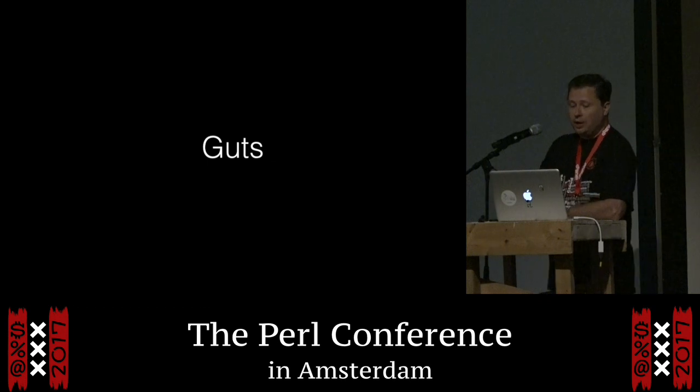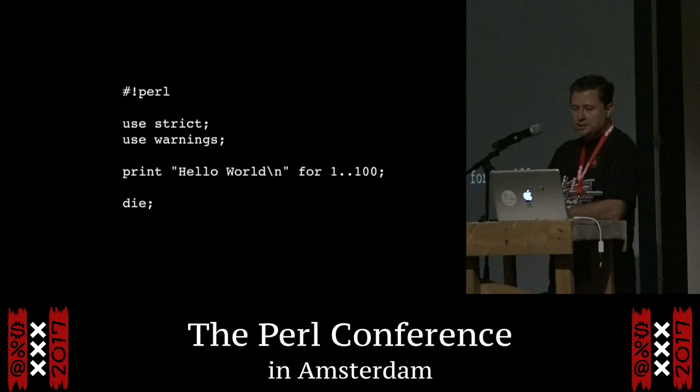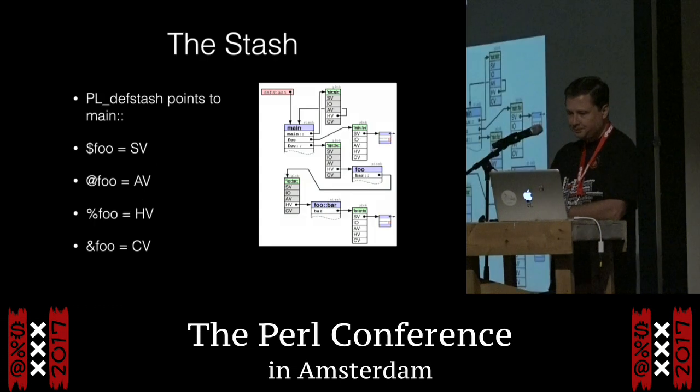Okay, so now on to guts. So in order to compile a program like this, Perl has to go through a lot of steps and set up a lot of C internal structures so that this can then be run. And that's the stuff that we're going to talk about here.